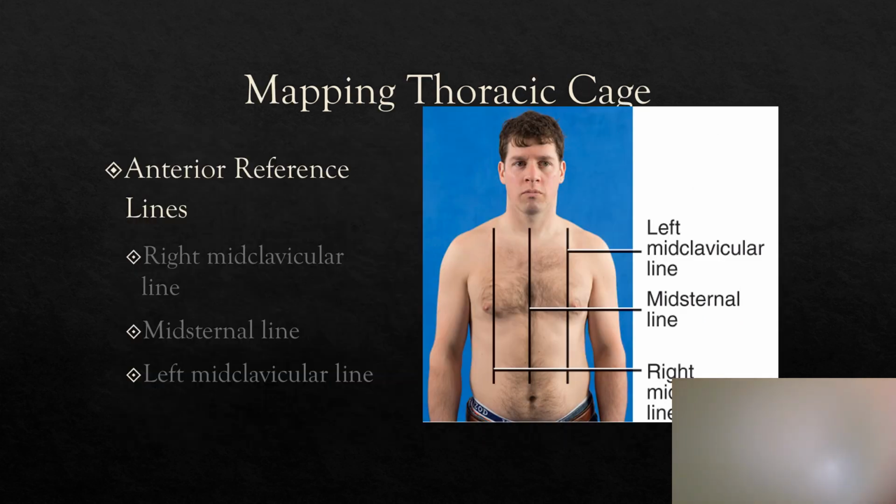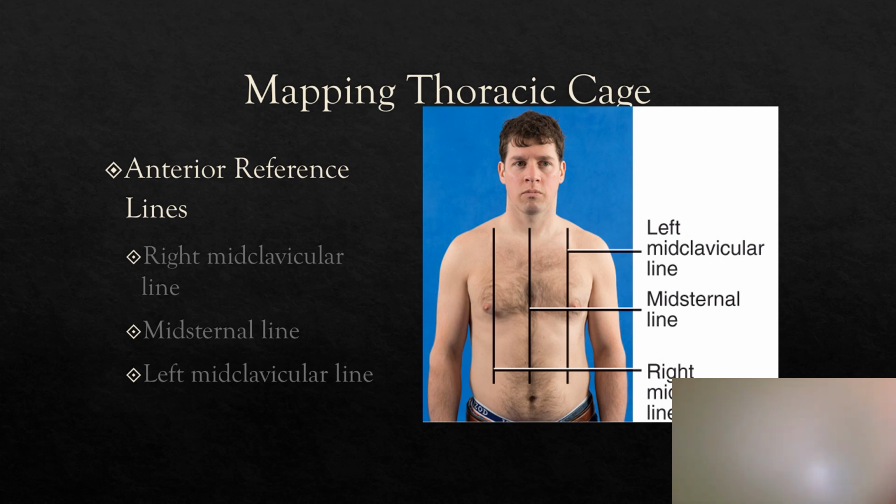This shows you different ways to determine where we should be placing our stethoscope when we are doing our auscultation. When we're looking at the front of the chest, we have the anterior reference lines, and we're going by the clavicle and the sternum. So the sternum being the middle of the chest, and then we look at the right midclavicular and the left midclavicular.